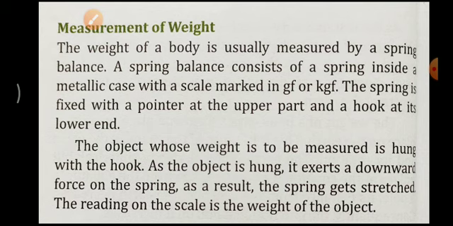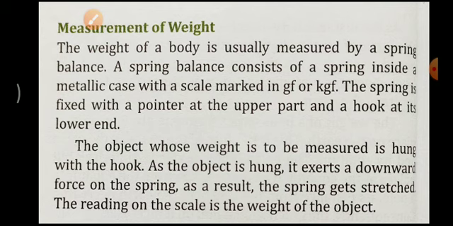The spring is fixed with a pointer at the upper part and a hook at its lower end. That spring is fixed at the upper part, and at the lower part there will be one hook where we can hang any object whose weight we want to measure. So the object whose weight is to be measured is hung on the hook.